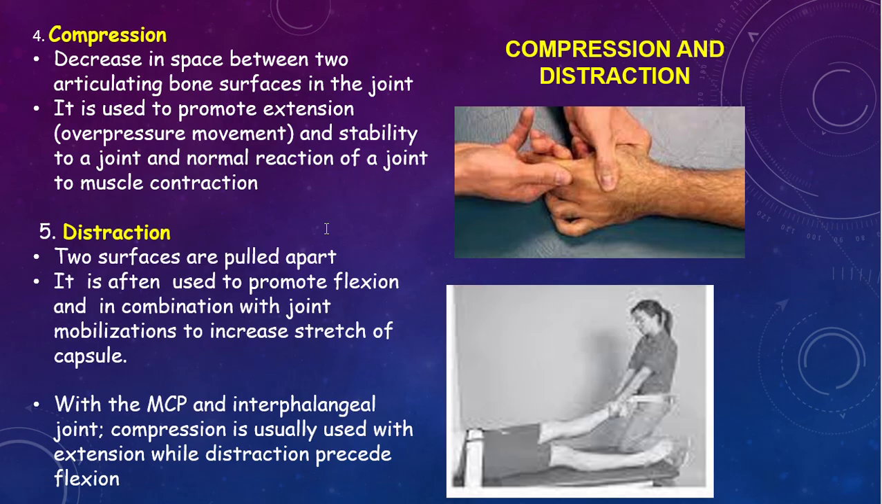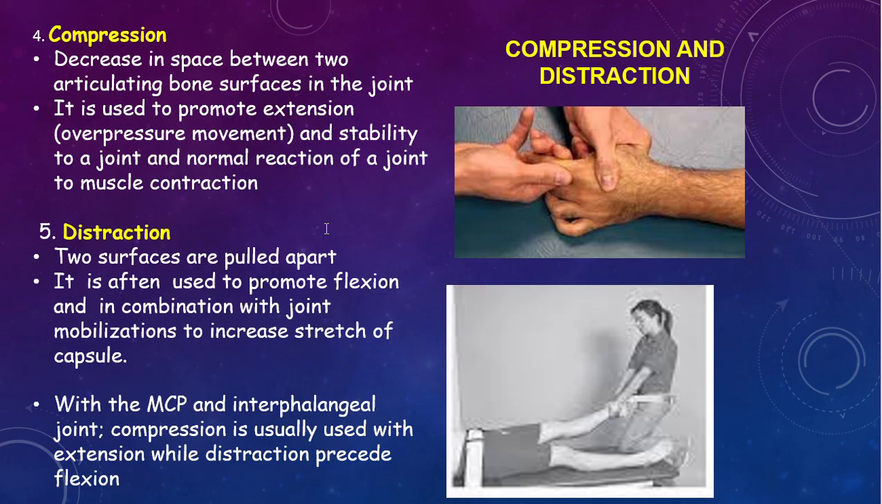Do you understand? So when movement takes place in the joint in such a way that joint space is now enlarged or increased, we call it distraction. And when movement takes place in such a way that the joint space is reduced, we call it compression. It happens during arthrokinematics. And you see the diagram above.